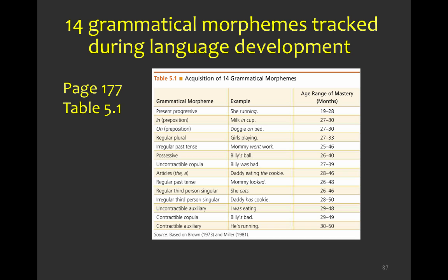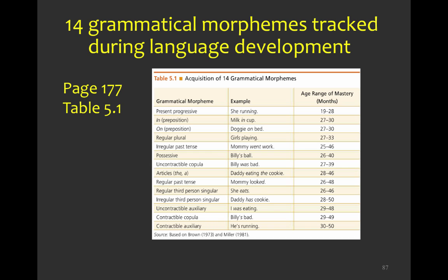Now, here's a table of the 14 grammatical morphemes that are tracked during language development. This is from your book, page 177. We'll be looking at this again later in the class. Just remember now that the production of grammatical morphemes by the young child is a major milestone in language development.